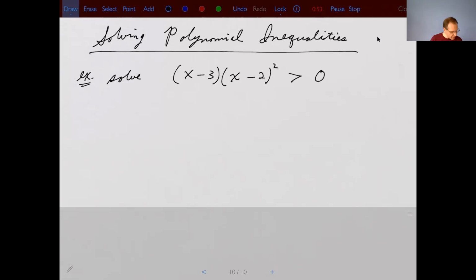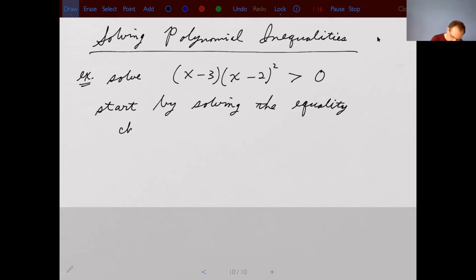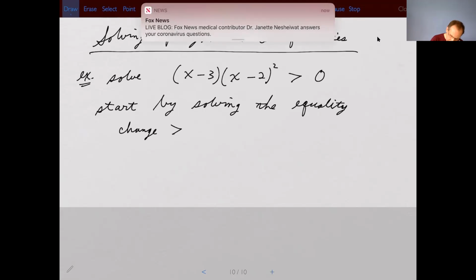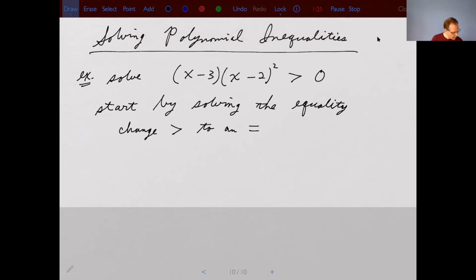So the way you do this is you start by solving the equality. So change the inequality symbol into an equal sign. So start by solving the equality. Basically, that just means change the greater than to an equals, and solve that equation. So in this case, it would be x minus 3 times x minus 2 squared equals 0.